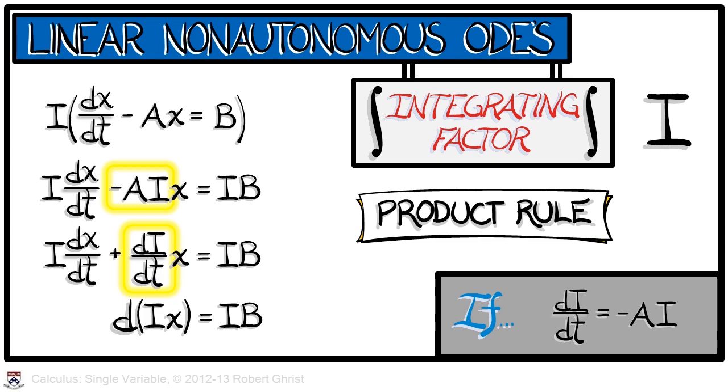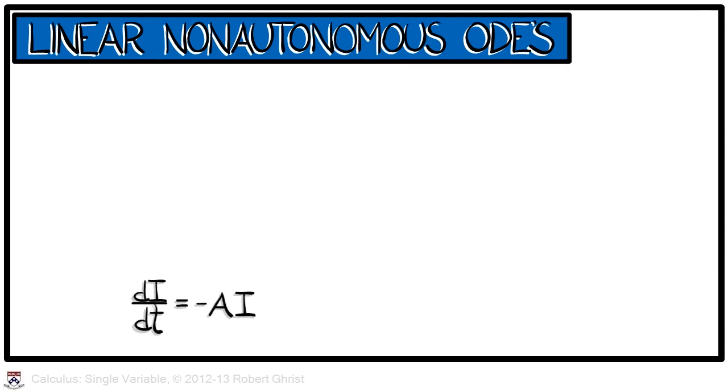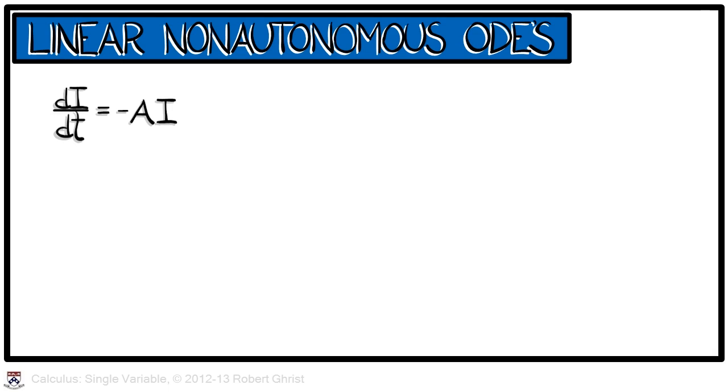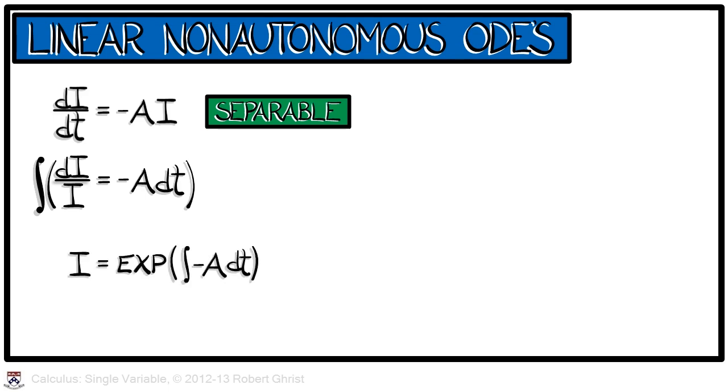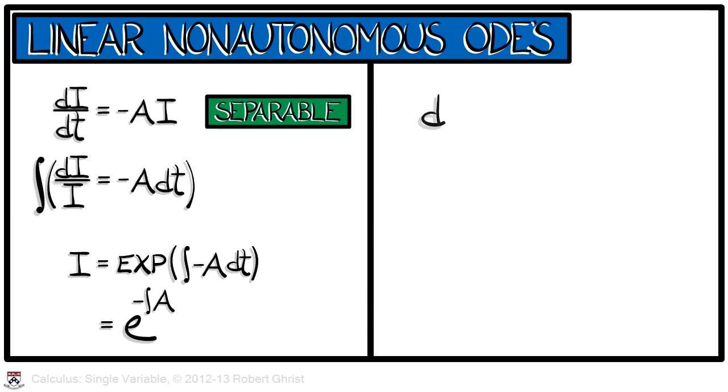Now, focus on that, because what we're doing is deriving a differential equation for this unknown integrating factor I. That is separable. That is solvable by the standard techniques that we've been using. When we solve that equation, what are we going to get? I is e to the integral of negative a dt, which we could write in shorthand as e to the negative integral of a.